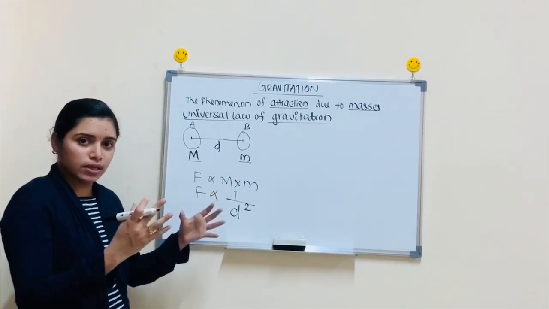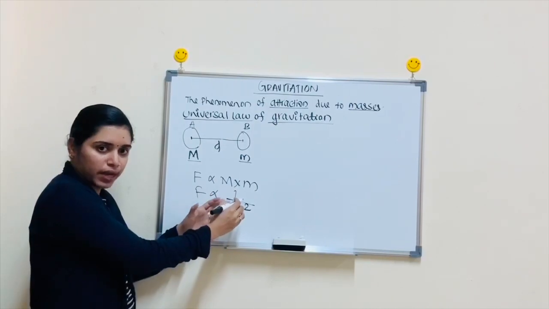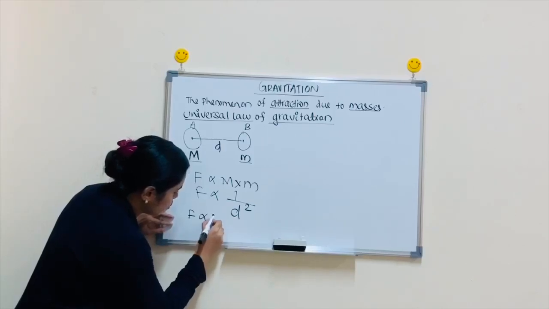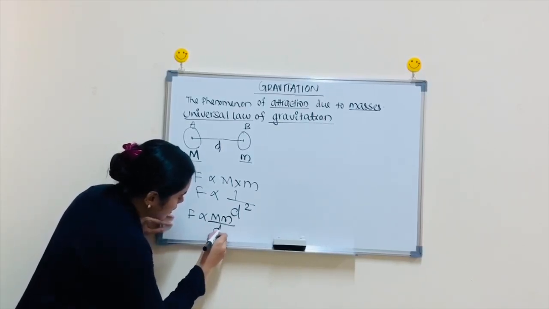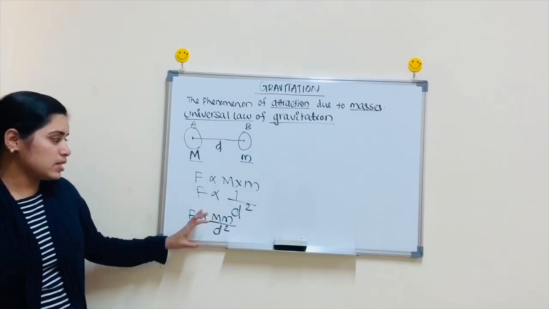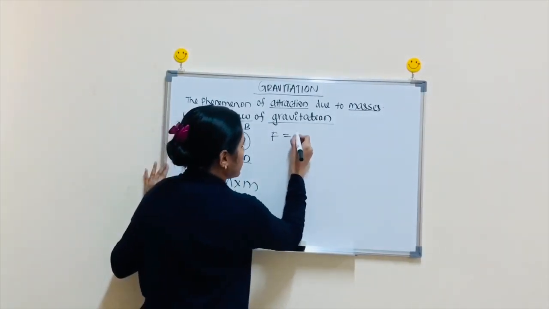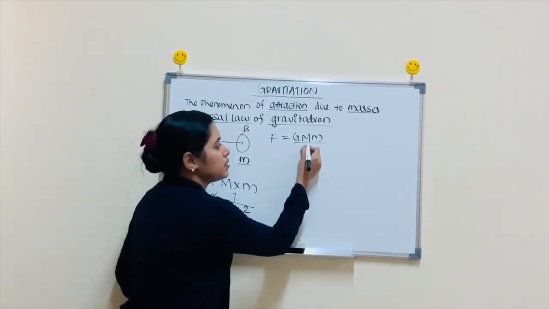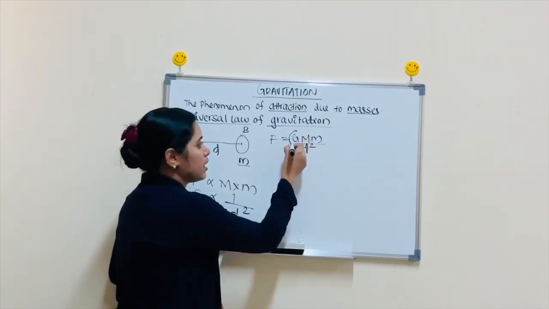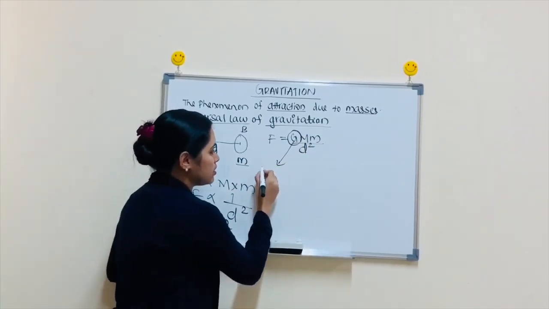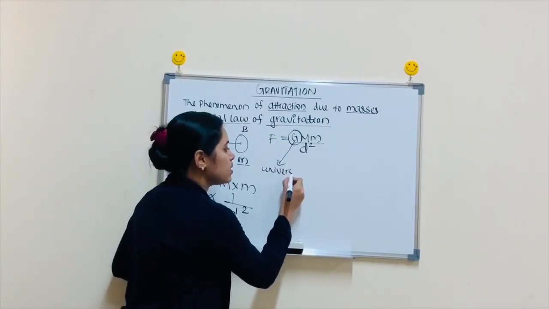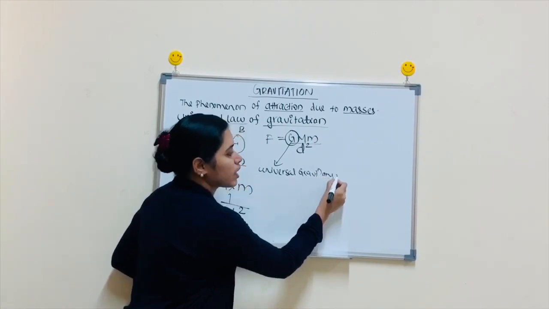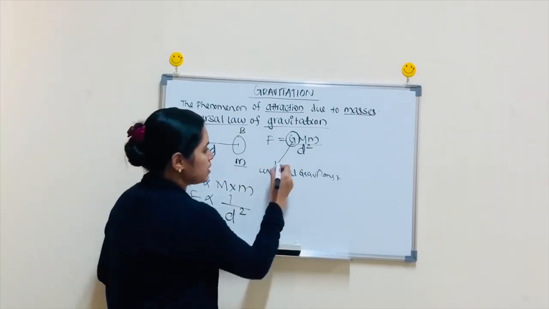In order to show the inverse proportionality, we write it as 1 by d square. Combining these two, we get F is proportional to M m divided by d square. Now we change this proportionality to an equation by a constant, that is F is equal to G M m divided by d square. What is this G? Here this G is the proportionality constant and is called the universal gravitational constant.